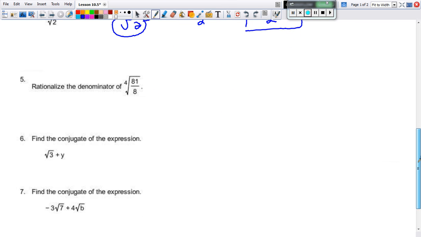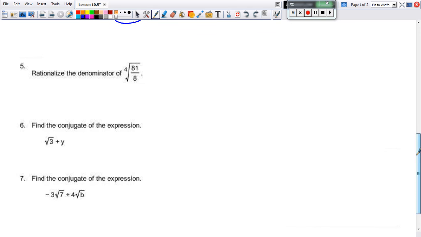Okay, when it's not a square root, when it's any other kind of root, you have to do it a little bit differently. This is the 4th root of 81 over the 4th root of 8. I'm going to come over here and make a list of fourths. 1 to the 4th power is 1. 2 to the 4th power is 16. 3 to the 4th power, 3 times 3 is 9, times 3 is 27, times 3 is 81. That's what I thought. Okay, so the 4th root of 81 is 3.